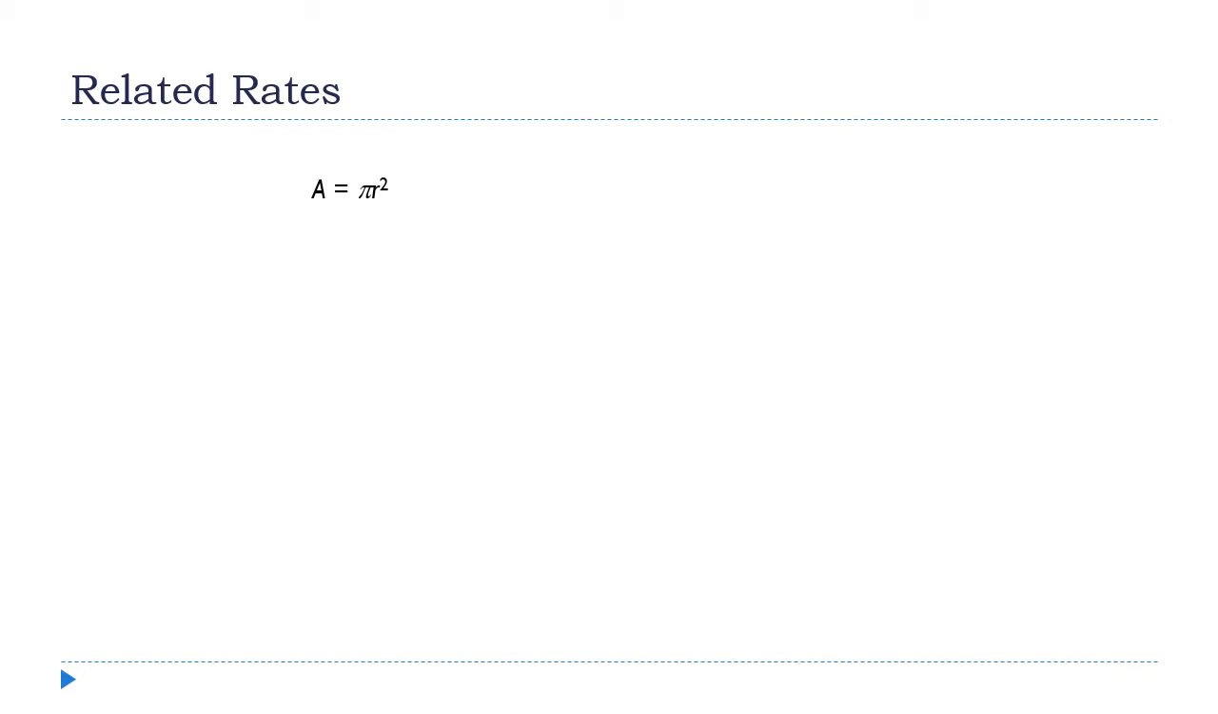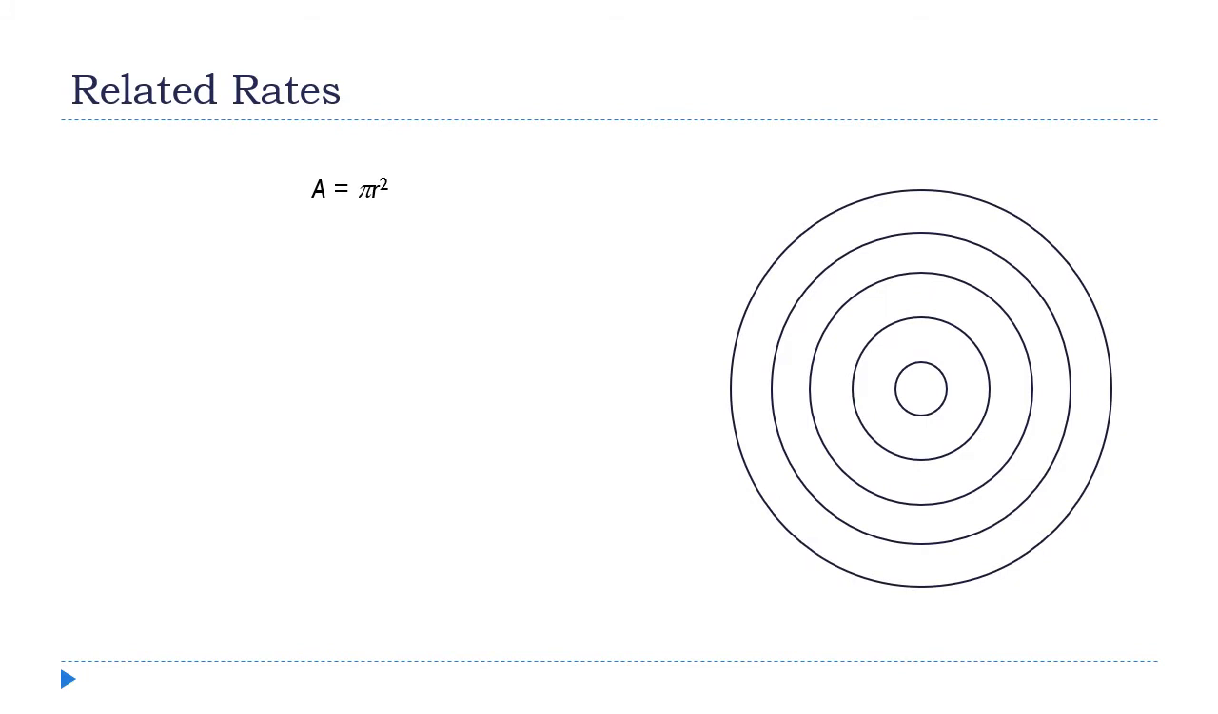But what if both the area and the radius are changing? For example, what if you take a pebble or a rock and you throw it into a stream and it starts making ripples? Just think about one of those ripples. It starts small, and then it gets bigger and bigger and bigger, and it changes over time. Both the radius is getting bigger at a certain rate, and the area is getting bigger at a certain rate. And those rates aren't necessarily going to be the same.